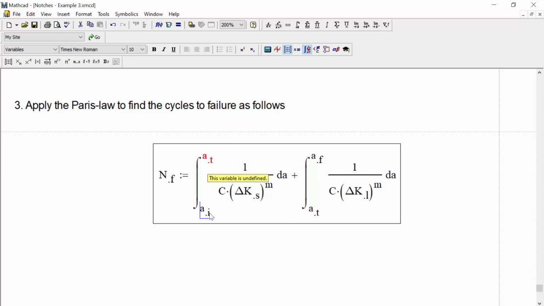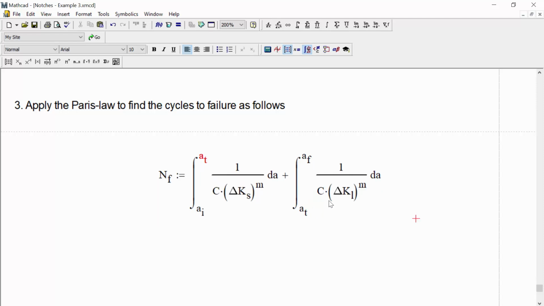For the short crack, we're going to integrate from the initial value to the transition length. And then for the long crack, from the transition length to the final or critical crack length. When we complete this integration, putting our real numbers in, we'll end up with a measure of the cycles to failure that takes into account both the crack growth rates in the short regime as well as the crack growth rates in the remaining long crack regime.